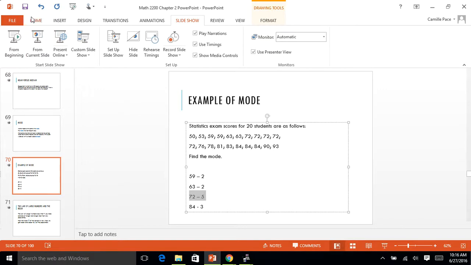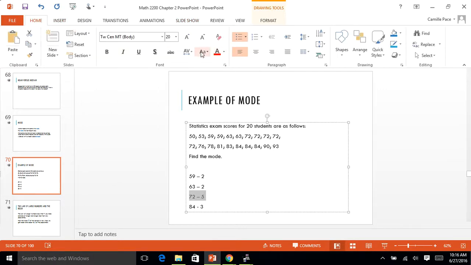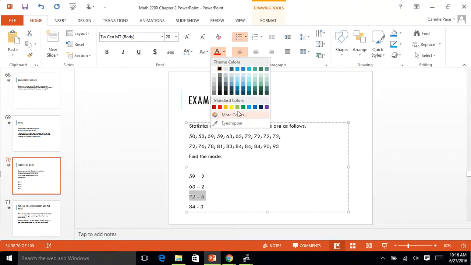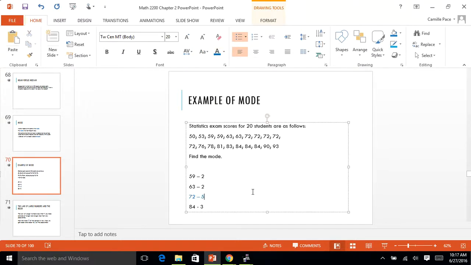The one that occurred the most is, I'm going to highlight it for us so we can see it, this one. 72 occurred 5 times. So the mode is 72. I don't care about 59 or 63 or 84. I only want the one that occurred the most. So 72 is my example.